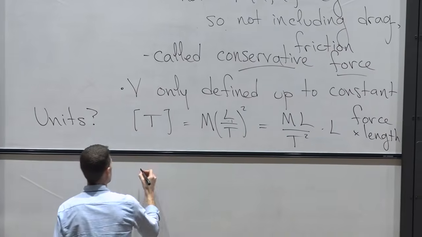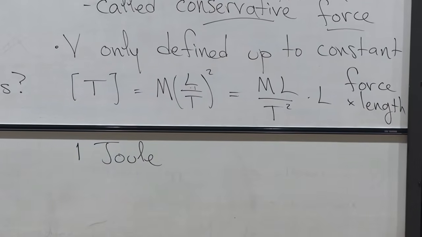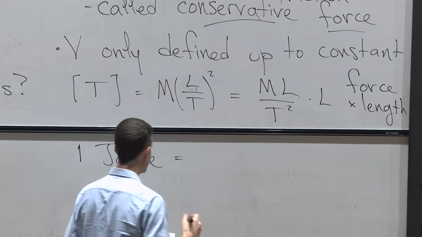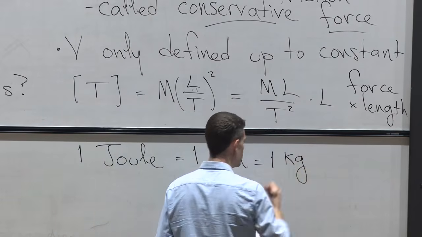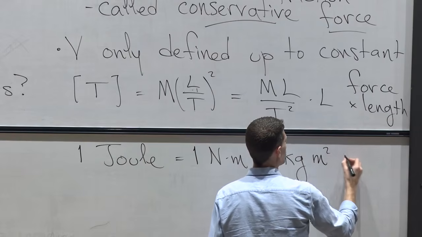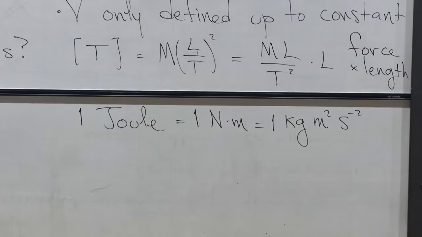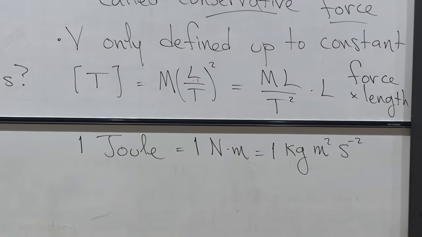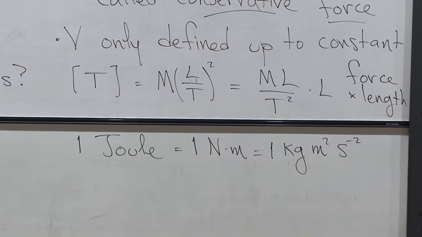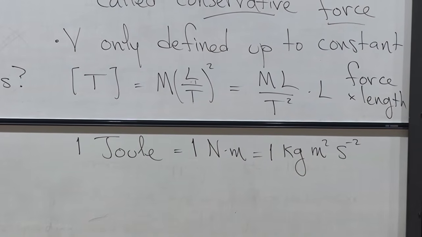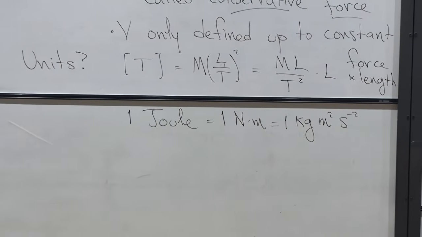And the typical unit of energy is a joule, which is a Newton meter. Newton times a meter, so that's a kilogram meter per second squared, times a meter, so kilogram meter squared per second squared. It's a bit easier to see the units from the V definition because I'm taking a force and integrating, which means multiplying by a length. I get a force times a length. Of course, V has the same units.